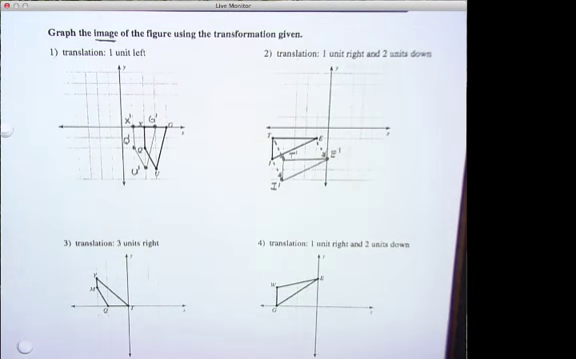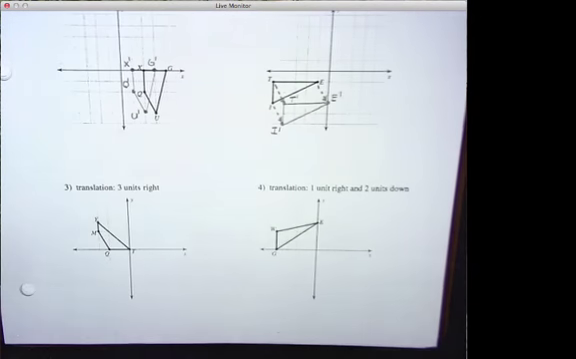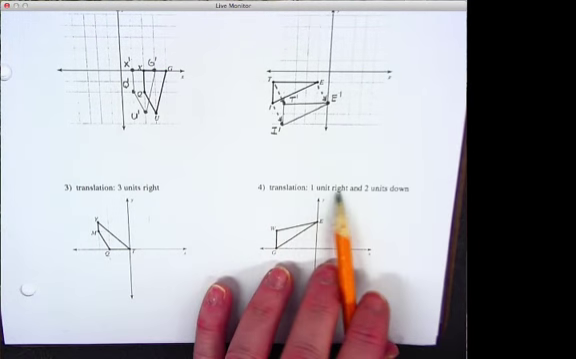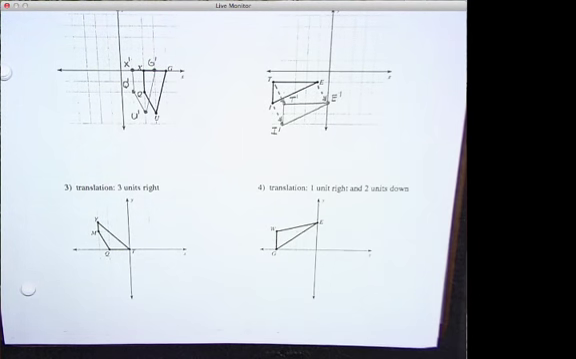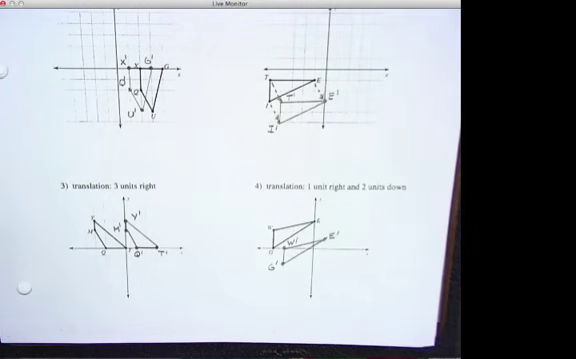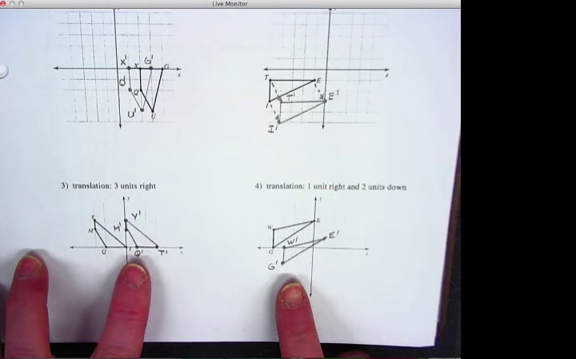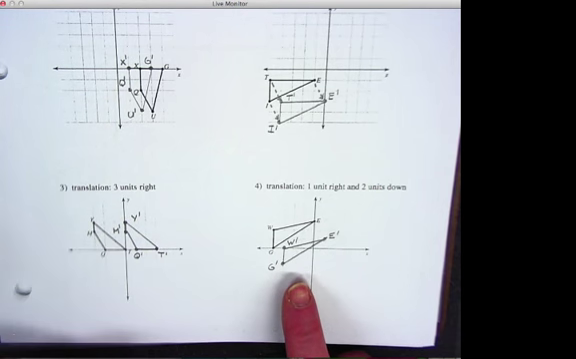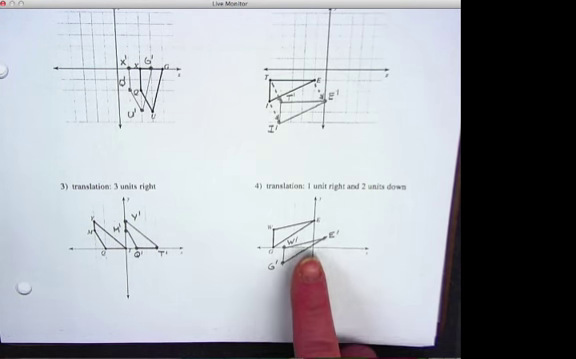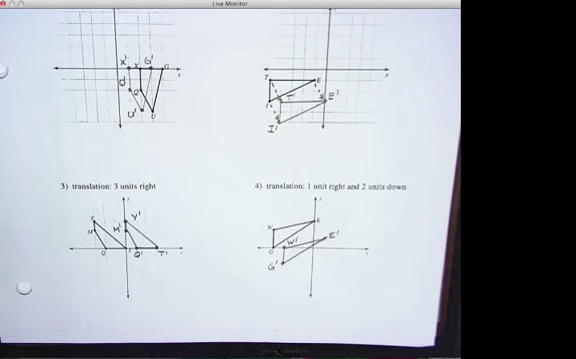So let's go ahead and do number 3. Go ahead and why don't you do that one? Translate it 3 units to the right, and then for number 4, translate it 1 unit to the right and 2 units down. Go ahead and do that. Okay, so take a look and see what you have. This is a translation 3 units to the right. This is a translation 1 unit to the right and 2 units down.